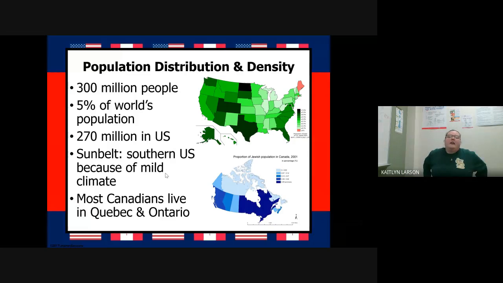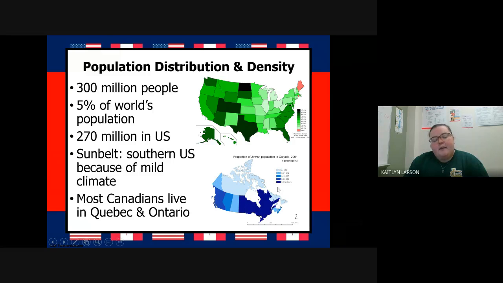So there are 300 million people in the United States and Canada, which is about 5% of the world's population. Of that 300 million, 270 million are going to be found in the United States. So they're going to be found in the 50 states. Again, I talked about this last time, but remember, Alaska is not an island. It is attached up here to Canada. Hawaii is an island, however. The other about 30 million are going to be in Canada, okay?